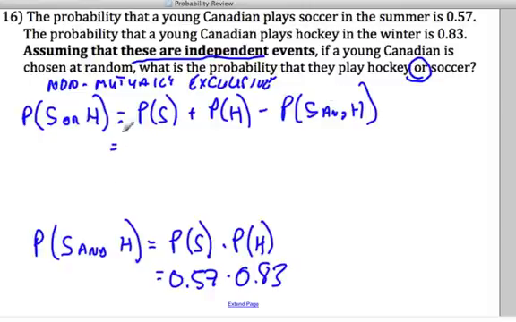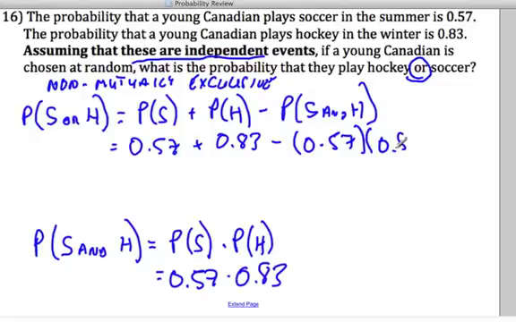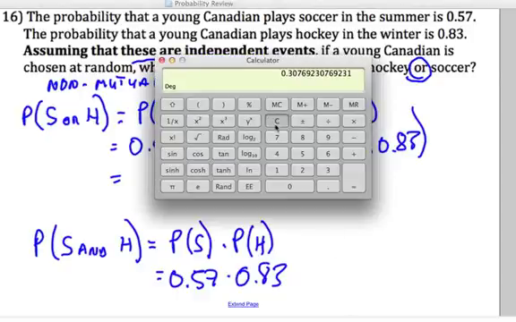So the probability that they play soccer or hockey is the probability that they play soccer, which is 0.57, plus the probability that they play hockey, 0.83, minus the probability that they play both, which is 0.57 times 0.83, which is approximately 93%, 92.7%.